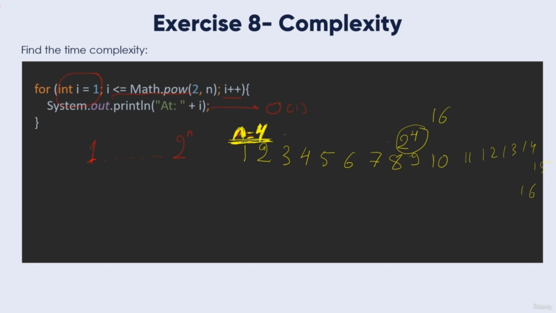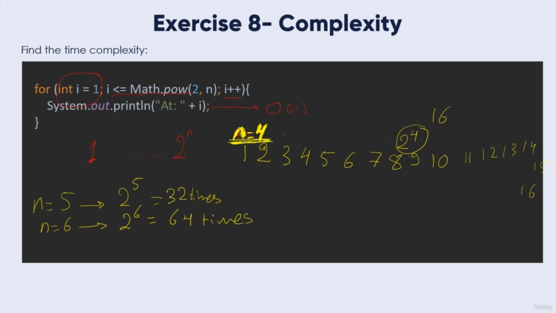If we took n equal to 5, this will execute this statement 2 to the power 5 times. Okay? It is 16 times 2, which is 32 times. If we took n equal to 6, it will give us 2 to the power 6, which results in 64 times.